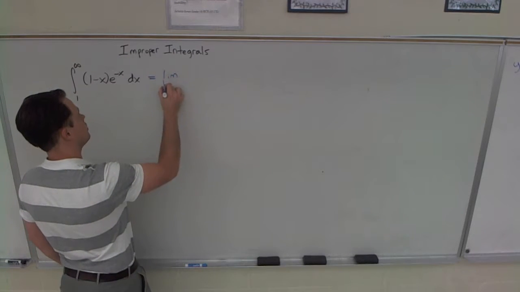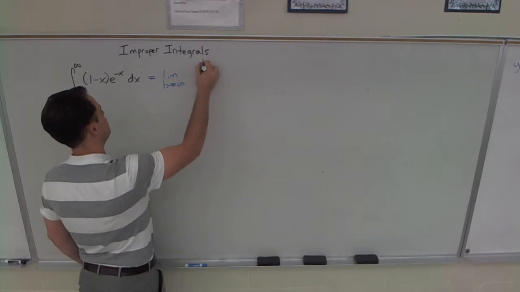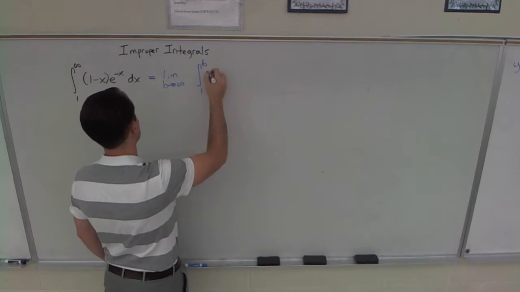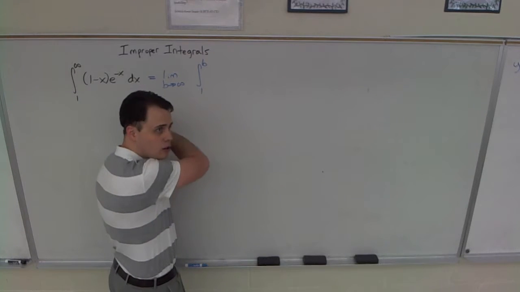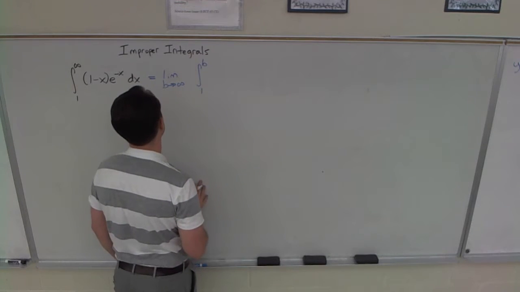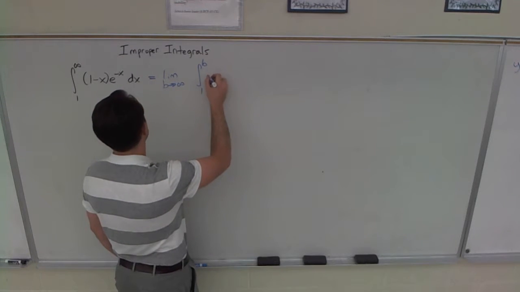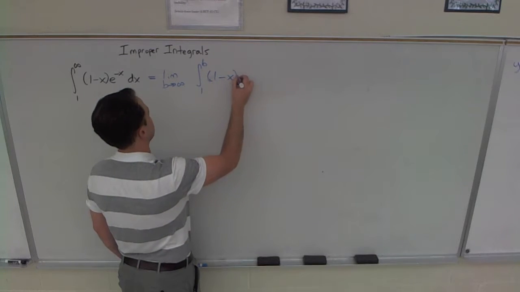So we're going to be taking the limit as b approaches infinity of the integral from 1 to b, because that's where the infinite part is. We're going from 1, the area under the curve from 1 to infinity, and seeing if it diverges, converges, or whatever. So we have what that integral is right here.